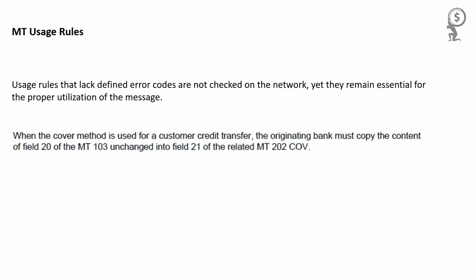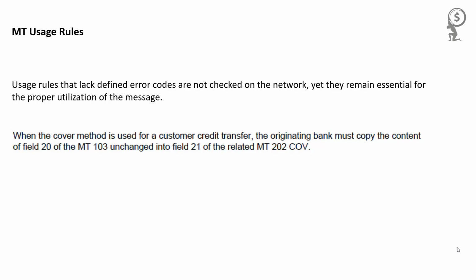The second level of validation is the MT usage rules. The difference here is that this check is not made on the network. And that's different from the NVR. The NVR is made on the network, but the MT usage rules are not checked on the network. But still, they are super essential to utilize the message correctly.